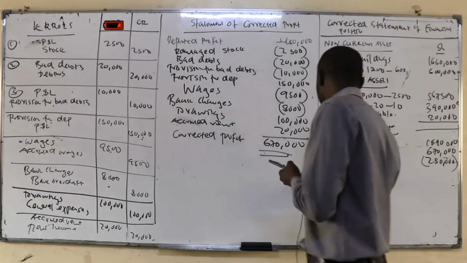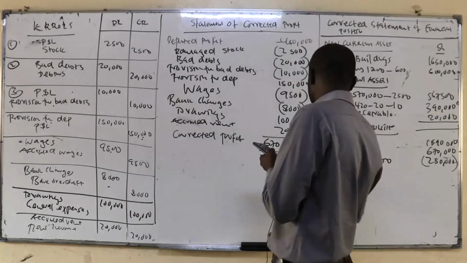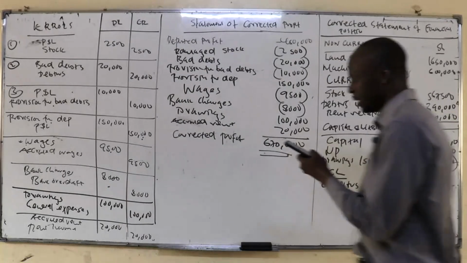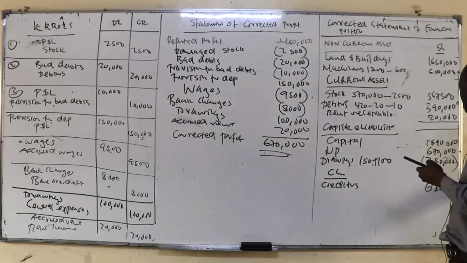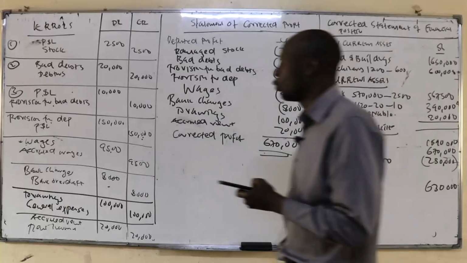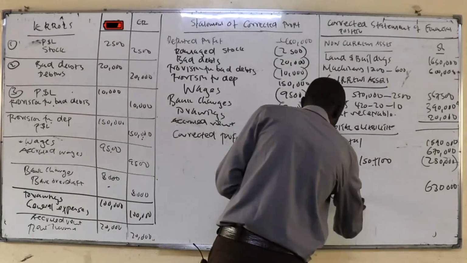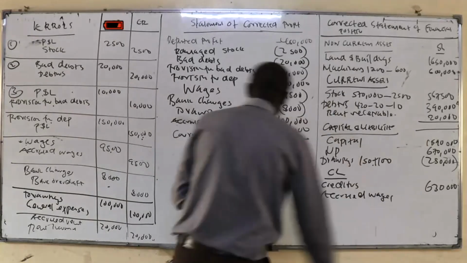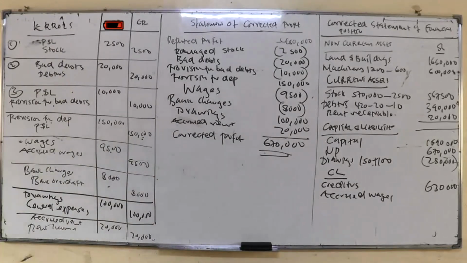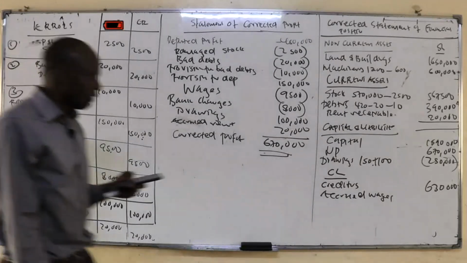And then your current liabilities there. So we have creditors. Creditors had no problems. It was 630, so you retain 630 the way it was. And then we have accrued wages. Accrued wages is a liability. So in other words, you need to know which one affects the statement of financial position. You need to know which one affects both the income statement and the statement of financial position. This one, both. This one, both. Isn't it? Mostly it was. Then here, we have accrued wages of how much?